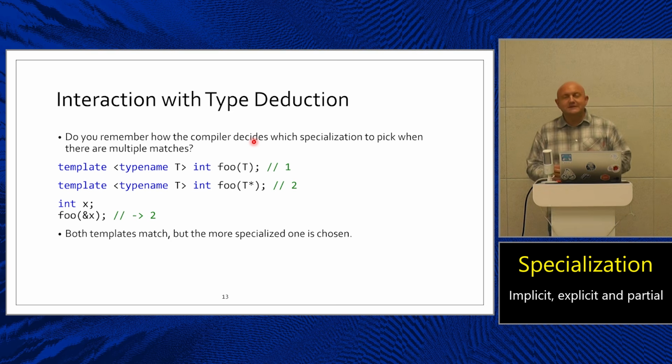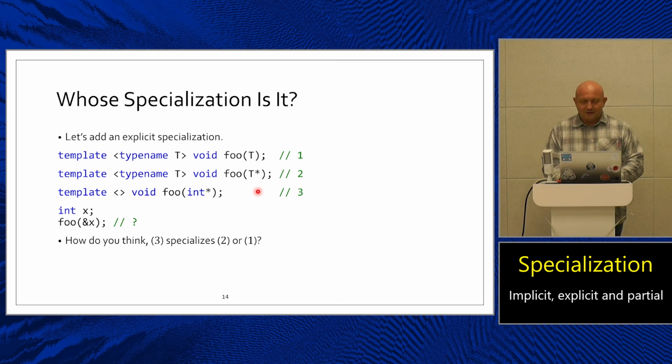And now let's make it slightly more interesting. Let's add specializations to these two function templates, and this is where it gets really intriguing. Okay, here's the crucial point.